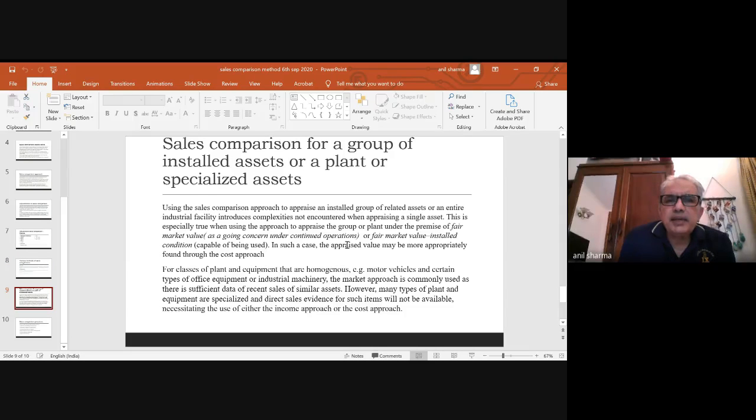Now, again, this is about specialized assets. Generally, the sales comparison of installed assets, a large group of assets, or complete process plants, is very difficult. That is what it's trying to bring out here: there are certain classes of plant and equipment that are homogeneous, such as office equipment, motor vehicles, and some industrial machinery. These are easy to use a sales comparison method on.